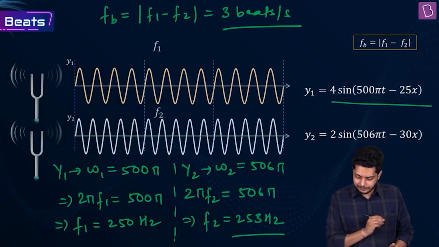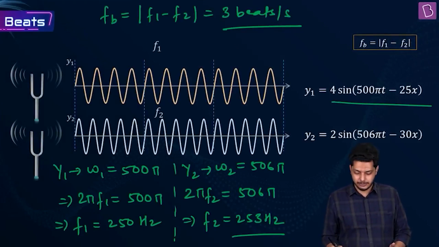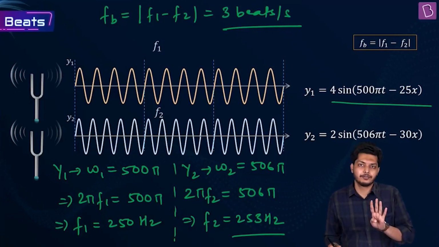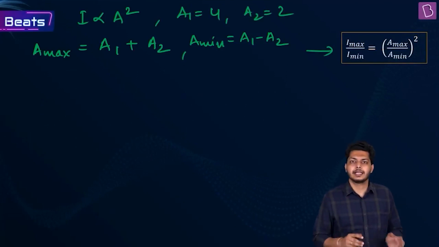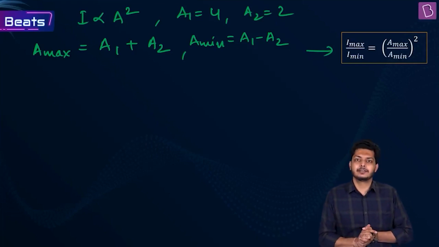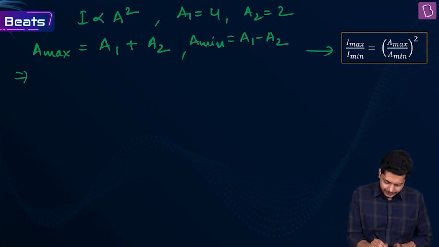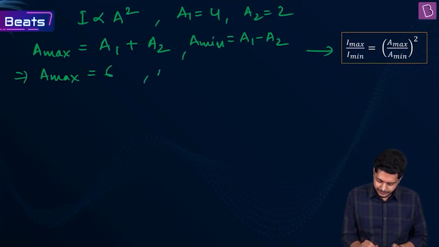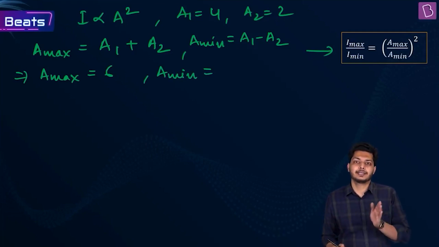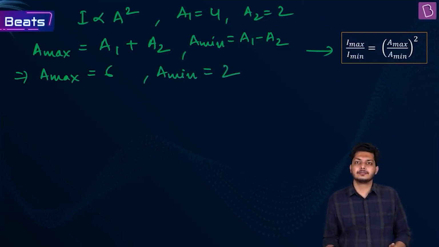In our case, if we look at the equations of the waves, the first is 4 sin(500πt − 25x), so the amplitude is 4. For the second one, it is 2. So A1 is 4 and A2 is 2. It is easy to calculate A max and A min. A max = A1 + A2 = 4 + 2 = 6. A min = A1 − A2 = 4 − 2 = 2.